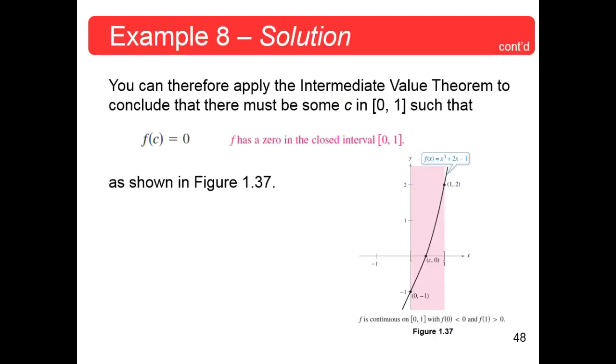Okay. And we see here there is one and only one. You can therefore apply the intermediate value theorem and conclude there must be some value such that that's true. And here's f of negative 1. F of 0 is negative 1. F of 1 is 2. And this shows it doesn't do like this. It just cuts it once. It doesn't tell you what that value is.